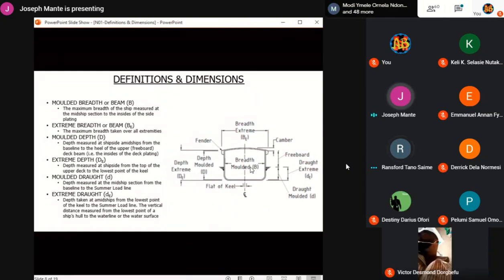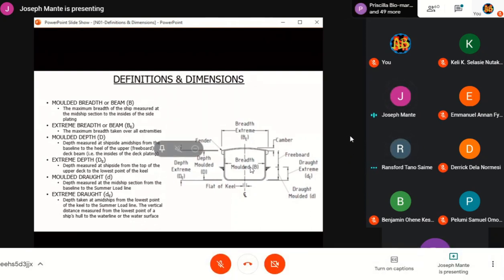When you see capital D, that one is the depth. When you see the molded draft, then you have the small d, unless it is stated in the question that you should use a molded depth of this value and it is denoted by a small letter. Other than that, this is how it's supposed to be. So the draft is where the water has covered the hull. All the parts of the hull in water become the draft. I hope you get that.